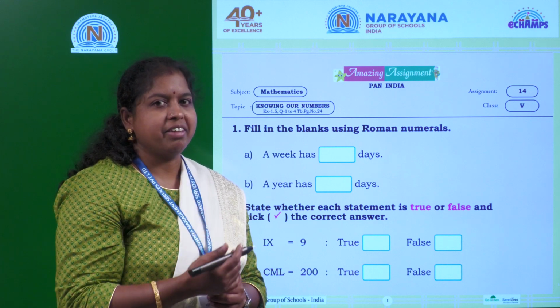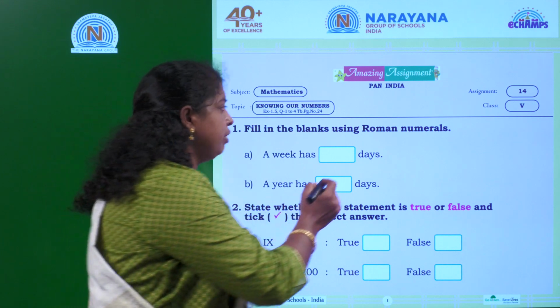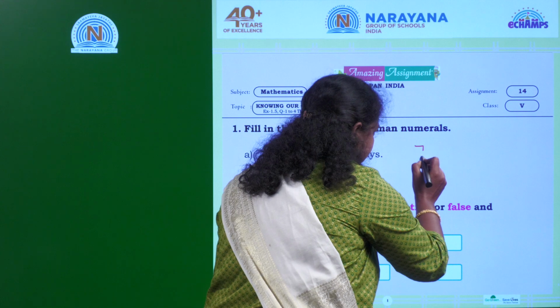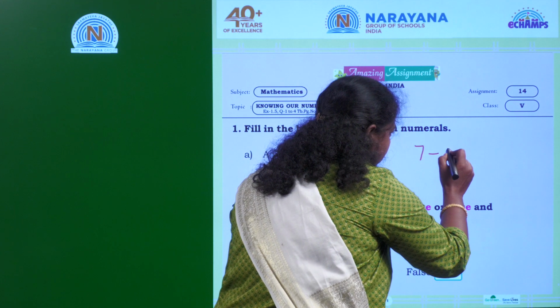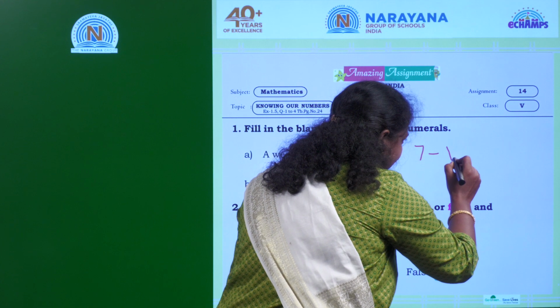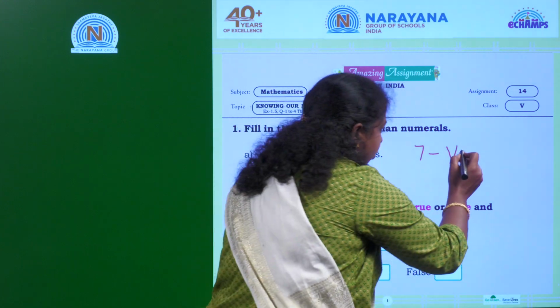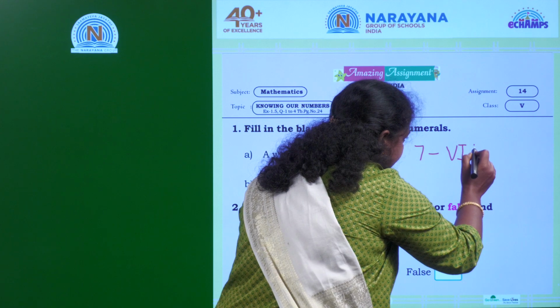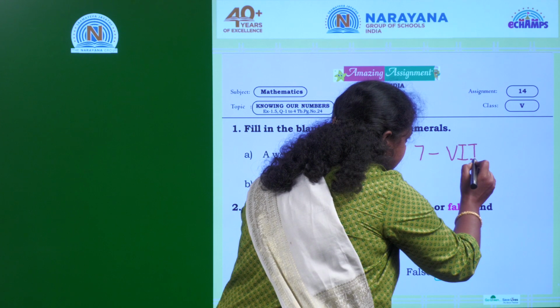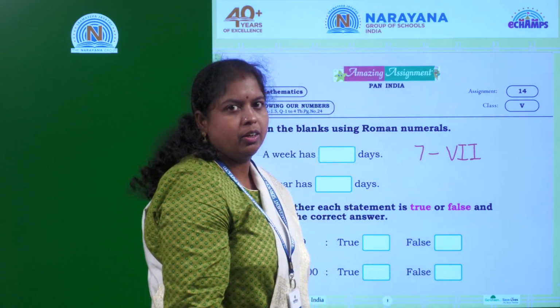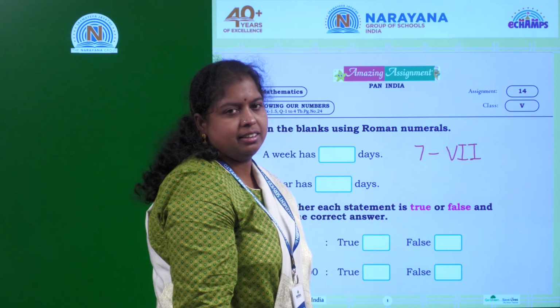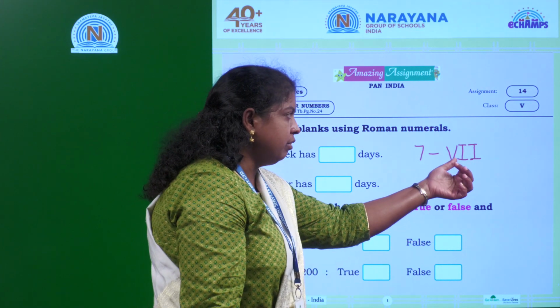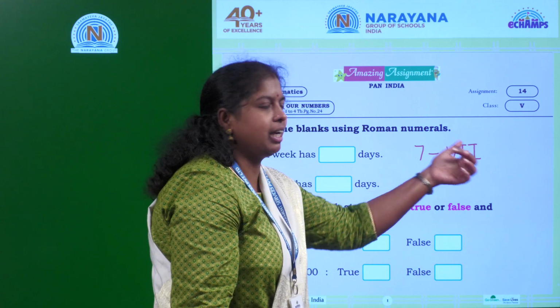How will you write 7 in Roman numerals? What is the Roman numeral for 5? It is V. And what is the Roman numeral for 1? I. And one more Roman numeral for 1. Okay? V-I-I, 7. V means 5 plus 1, 6 plus 1, 7.